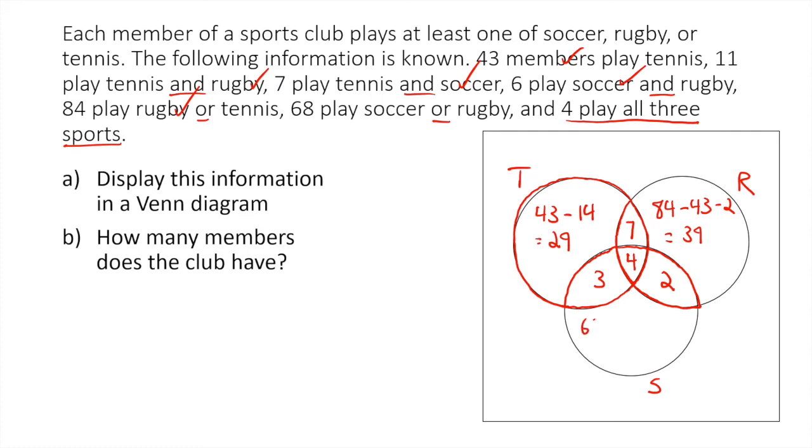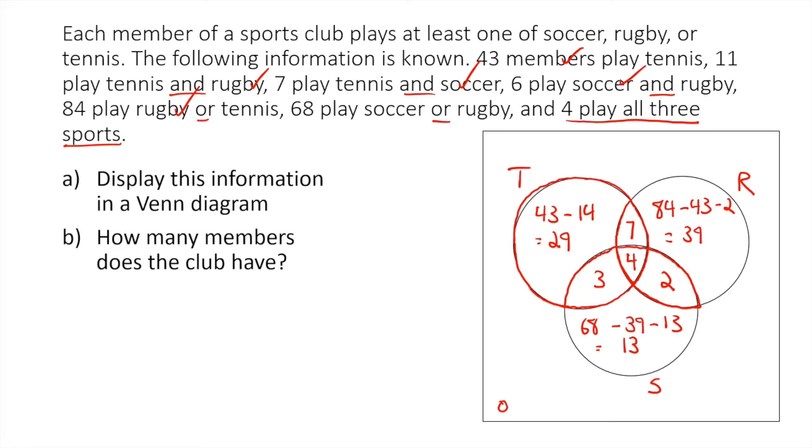And so the number of people that just play soccer would be 68 minus this 39 people that play rugby only. Subtract the 7 and 4 and 2. So that number is 13. And we end up with an answer of 13 people. So there are 13 people that only play soccer. So we know that there's no members outside of the circles because it tells you that each member plays at least one sport. So there is no scenario where anybody is playing outside. If you really want to label it as a 0 so that you remember that, that's just fine.